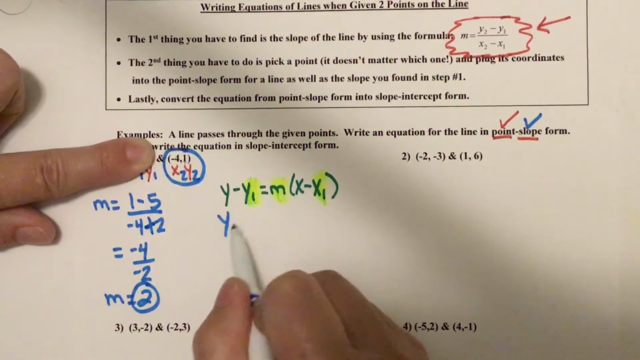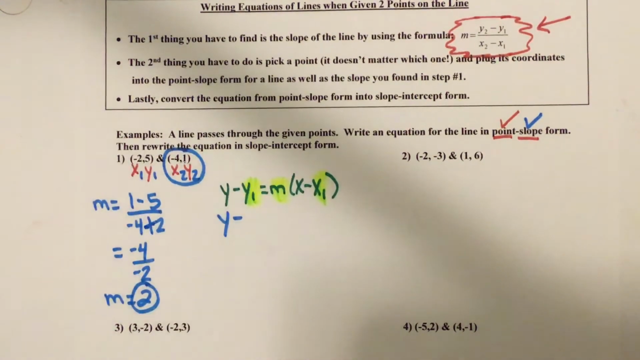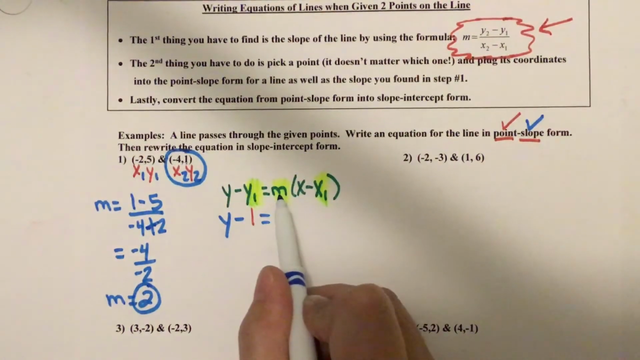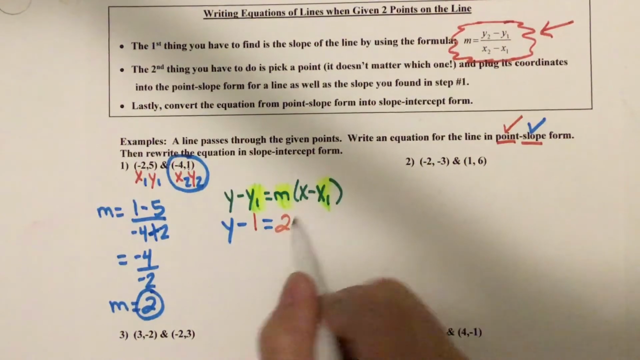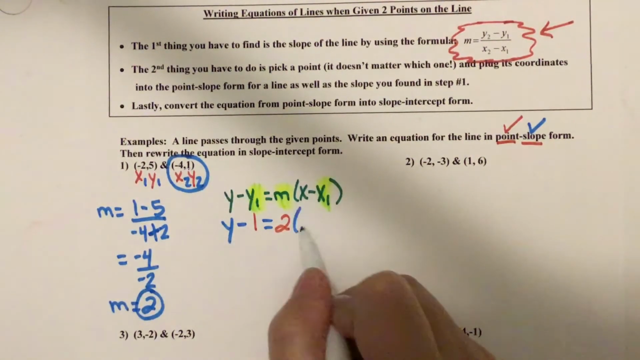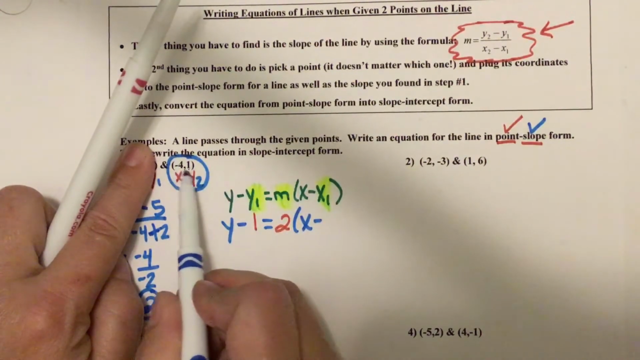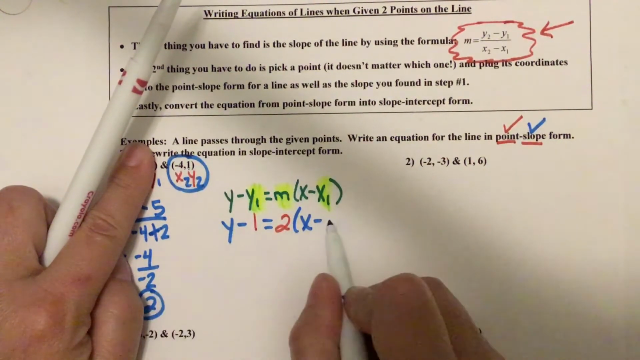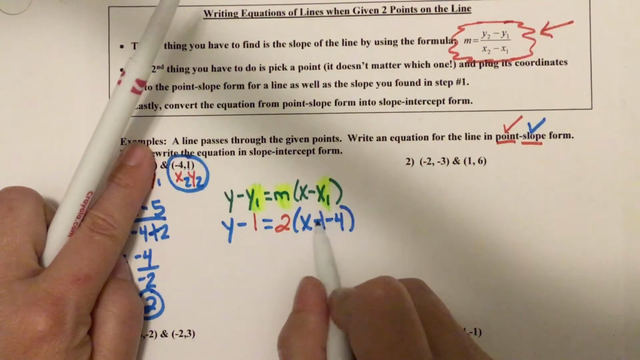So it goes y minus, which of these is the y coordinate? The 1. And then that equals, what was the slope we found? The slope we found was 2. And then in parentheses, x minus, and then it wants the x coordinate, and the x coordinate of this point we picked is -4. And remember, a minus and negative back to back makes a big old plus.